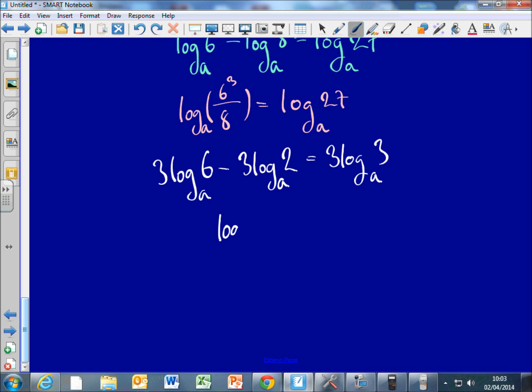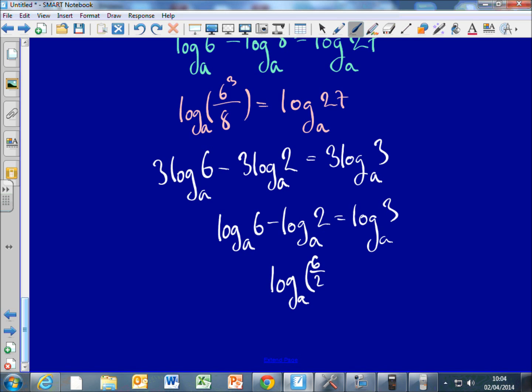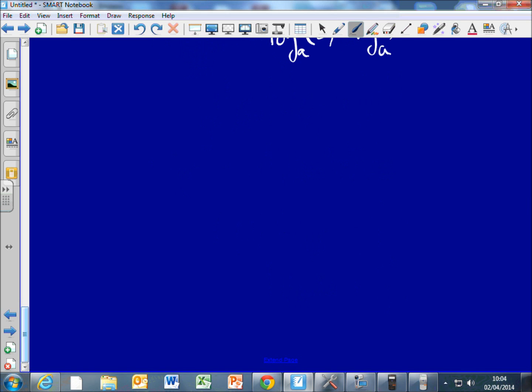And what I get is log a 6, take away log to the base a of 2 equals log to the base a of 3. So this gets me log to the base a of 6 over 2 equals log to the base a of 3. And that's true as well, isn't it? Okay. So either way is fine. Should we finish off this question then?